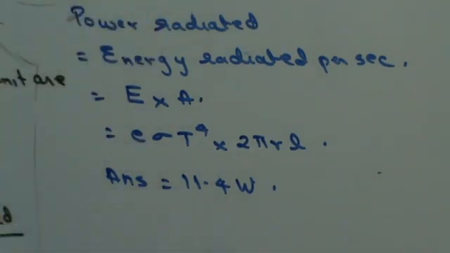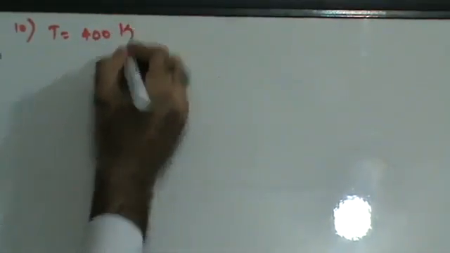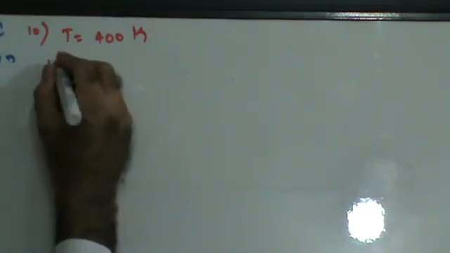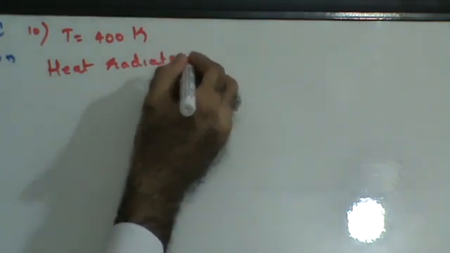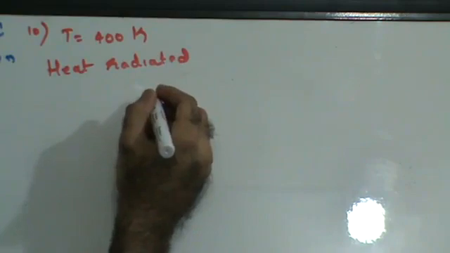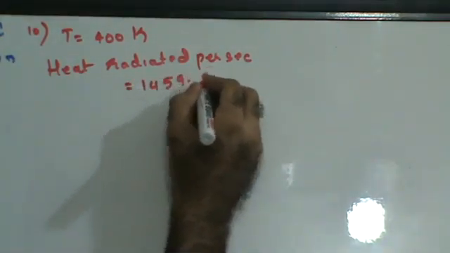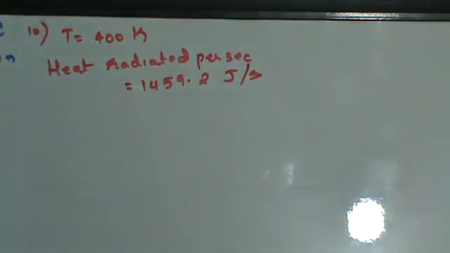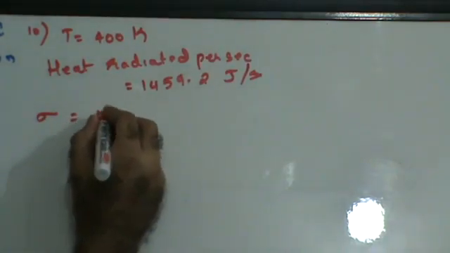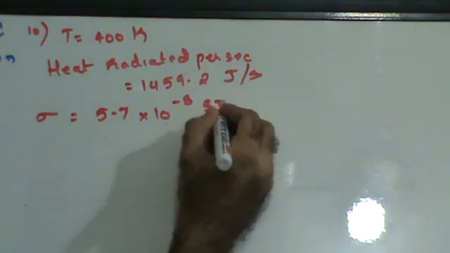Right? Take down the next one. Find the surface area of a black body maintained at 400 Kelvin, radiating heat at the rate of 1459.2 joules per second, if Stefan's constant is 5.7 into 10 raised to minus 8 SI units.